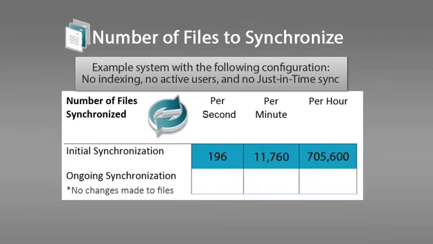For each ongoing synchronization, when no changes were made to files, Filr synchronized 952 files per second, 57,120 files per minute, and 3,427,200 files per hour. You should take these numbers into consideration as you configure the sync schedules for the net folders on your Filr system.